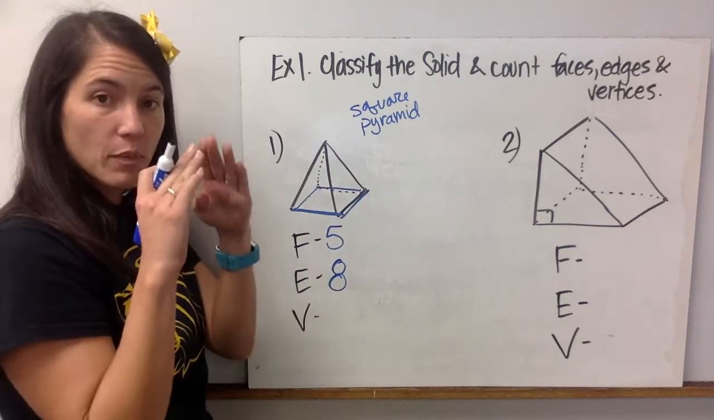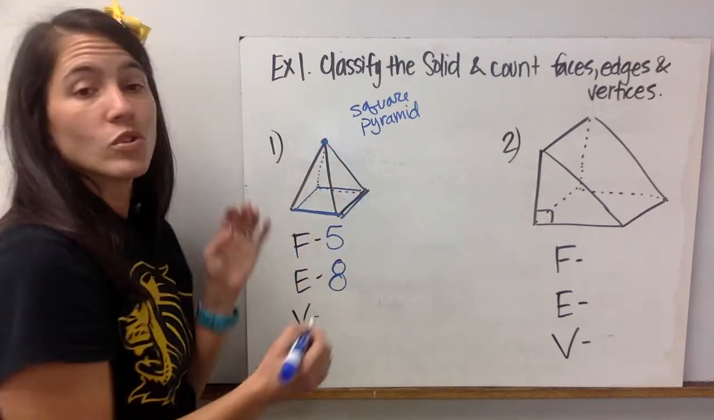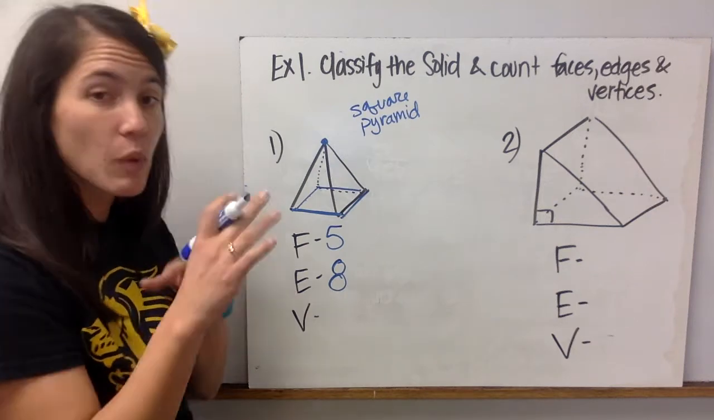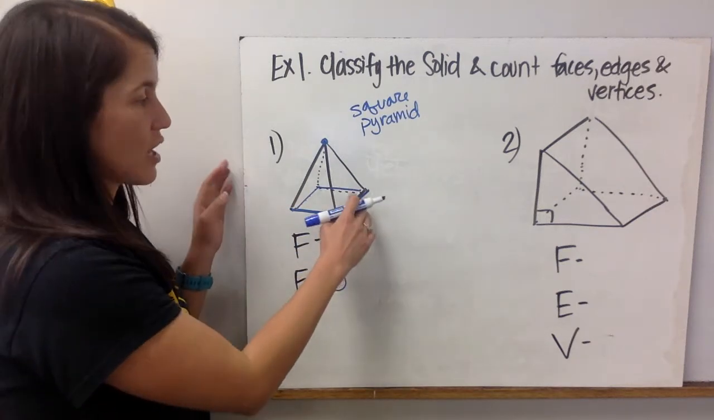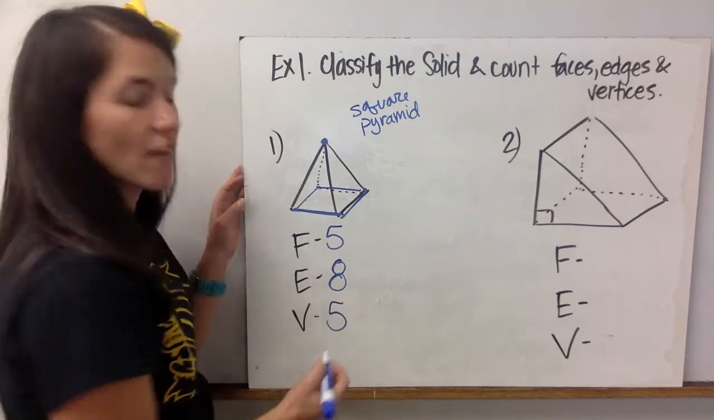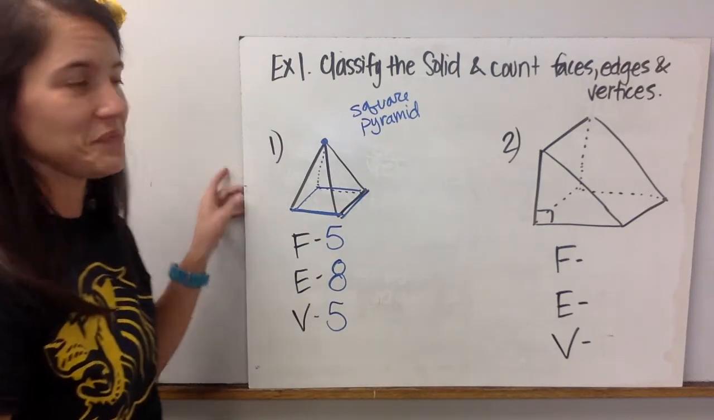And vertices are going to be the point where 2 or more edges meet. And so the vertices are like the points of all of the shapes. So we have 1 at the top, and then 2, 3, 4, 5 vertices on this square pyramid.